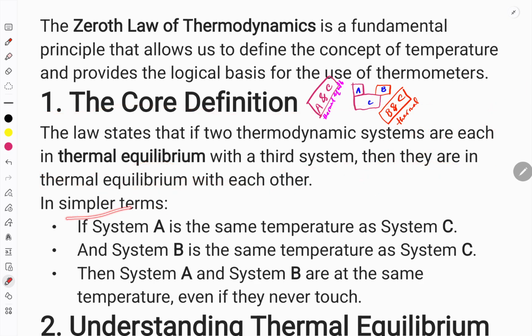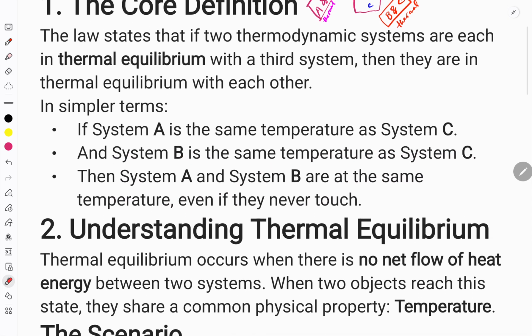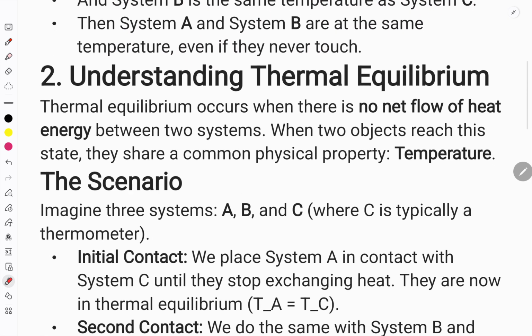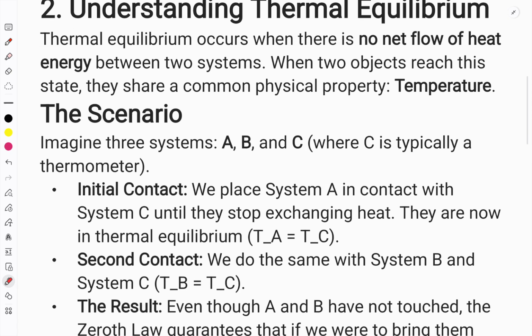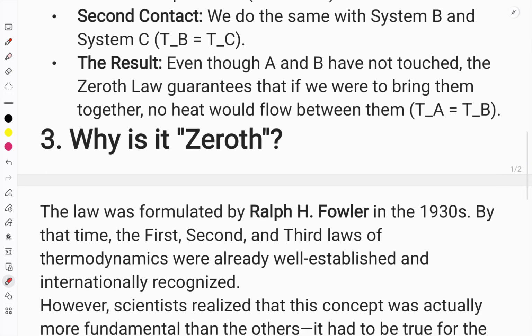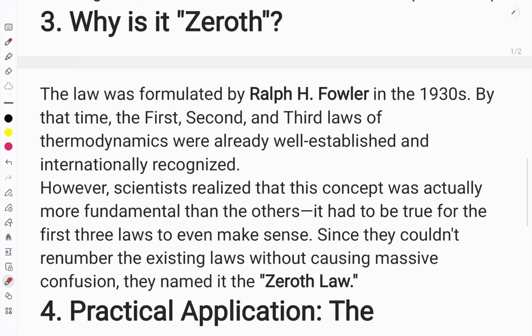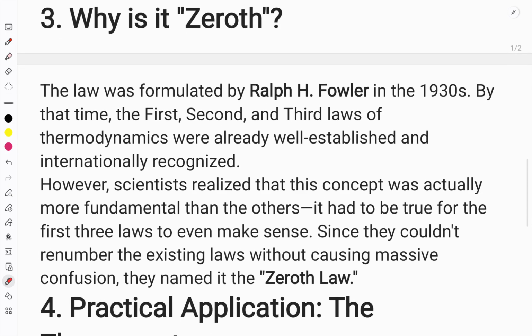In simpler terms, if system A is at the same temperature as system C, the example I gave earlier, and system B is at the same temperature as system C, then system A and system B are at the same temperature even if they never touch. This is the zeroth law of thermodynamics for you. I have some other examples written here, so I'm not going to repeat them because you can read them from the video, right?